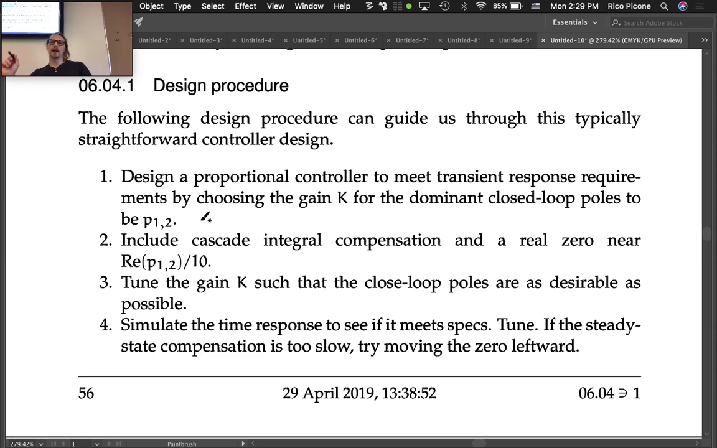Yeah, and if the steady state compensation is too slow, try moving the 0 leftward. So a lot of times there's a trade-off here, and we'll see this show up in the example, between the steady state error compensation and the initial sort of rise time and peak time. Usually there's a trade-off there that you can play with. And yeah, it depends on the situation which is more appropriate, the design requirements.